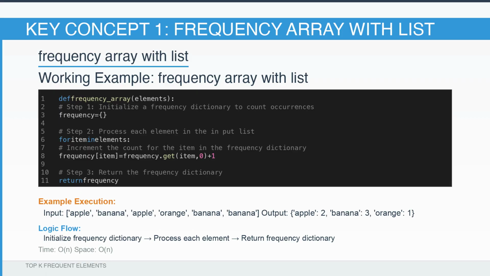Finally, the function returns this frequency dictionary, which tells us how many times each fruit appears in the list. For example, when we call frequency array with our list of fruits, it will return a dictionary showing that apple appears twice and banana appears 3 times. This helps us see which items are most common, which is especially useful in many data analysis tasks.